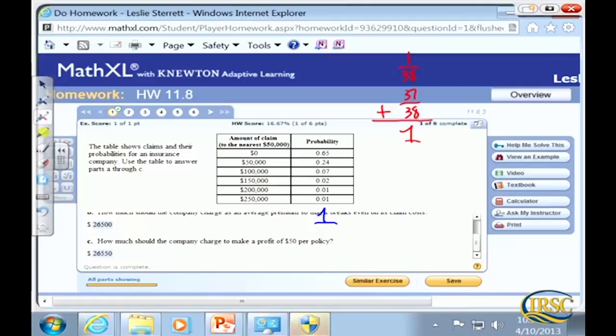Because remember that 1 means that absolutely something is going to happen. Yes, it's definitely one of these outcomes that is going to happen, so they all have to add up to 1. So you're either going to win or you're going to lose. Absolutely, no doubt about it, okay? So all those probabilities have to add up to 1.